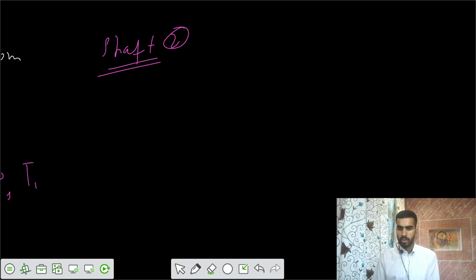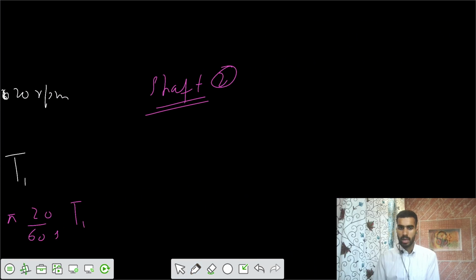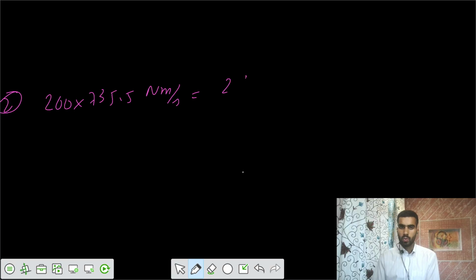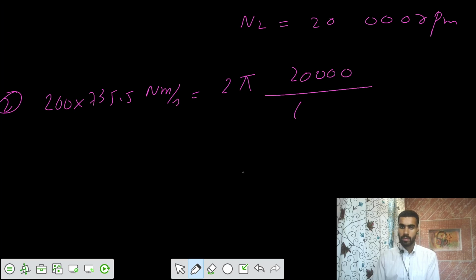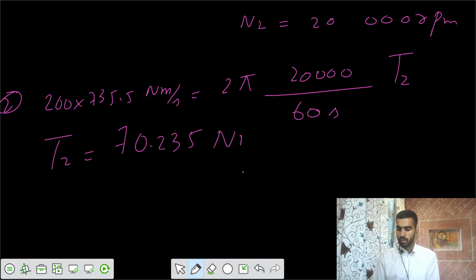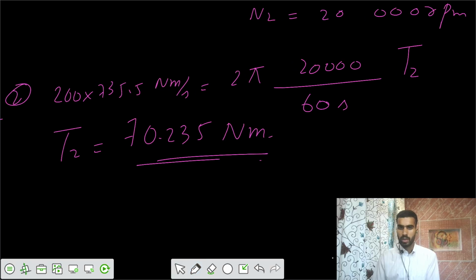And for shaft 2, you can similarly write the power of 200 metric horsepower, 735.5 Newton meter per second, equals 2 pi n2 by 60, where n2 is 20,000 rpm, so finally in seconds. So the torque T2 developed equals 70.235 Newton meter. So you got torque 1 and torque 2.